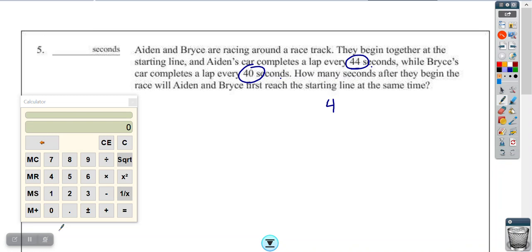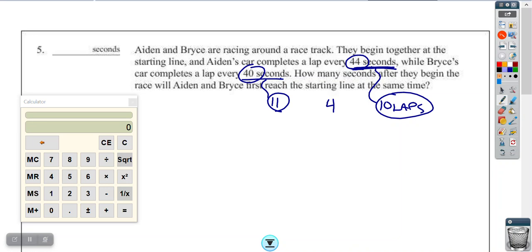So, well, how many times does 4 go into 40 seconds? Because it's 40 seconds. Well, that's 10. So that means it's going to take 10 laps. So it's going to do 10 laps because of that 4-second difference, right? And that means Bryce is going to go 11 laps. So on his 11th lap and his 10th lap, they'll be at the starting line again.